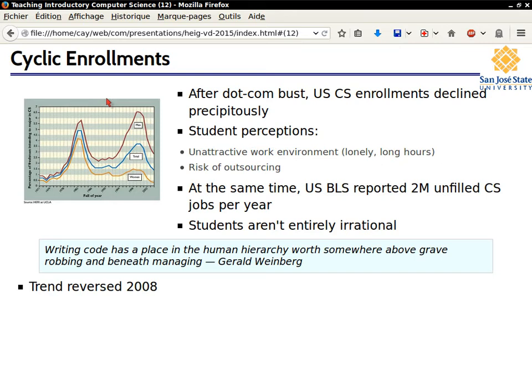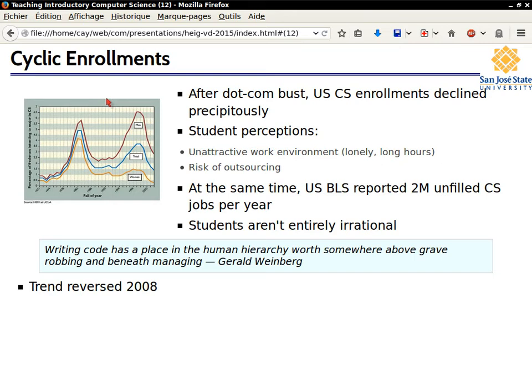And so at the time when this happened, lots of us said, gosh, if they cut every computer science department in half, that's not so great. And maybe we need to make those courses easier and more attractive. And there were jobs definitely there, in that the Bureau of Labor Statistics said there's 2 million unfilled jobs in computer science every year. And so how come people aren't going to go into those fields?